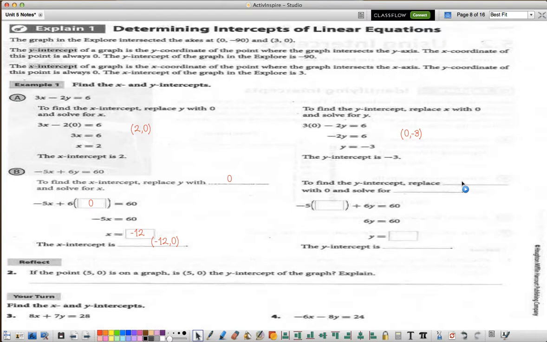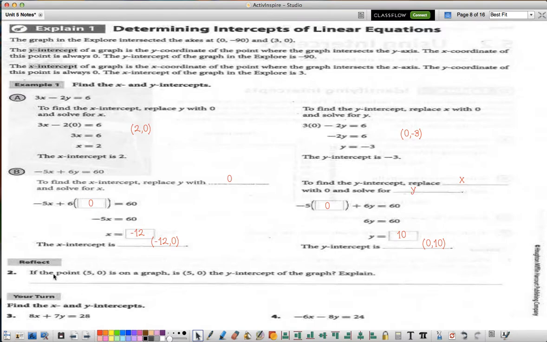All right, so here we go. To find the y-intercept, replace x this time with 0, and then we're going to solve for y. So we replace x with 0, so we do -5 times 0, which gives us 0. So we're left with 6y is equal to 60. Divide both sides by 6, and we get 10. So y is equal to 10. So our y-intercept is going to be 0, -10.